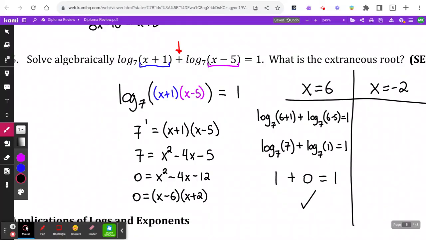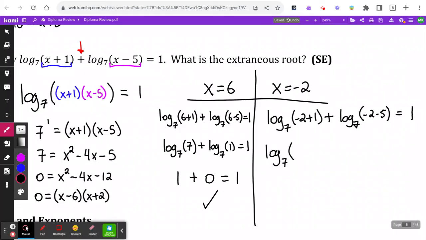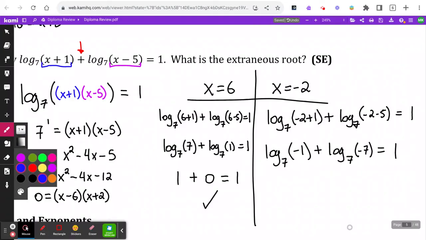If you try the other one, it does not work. Log base 7 of negative 2 plus 1 plus log base 7 of negative 2 minus 5 does not actually equal 1. The reason it doesn't is because you're going to get negative arguments. And you can't have negative arguments. Exactly. That fundamentally doesn't work when it comes to logs. This is not possible. Negative arguments don't work. That means that is not an answer.